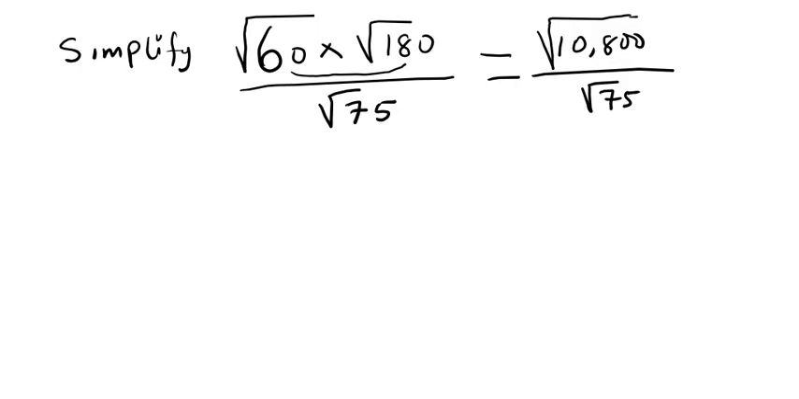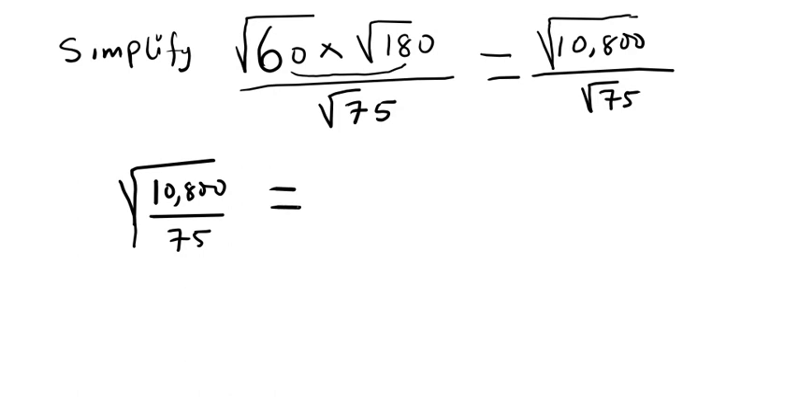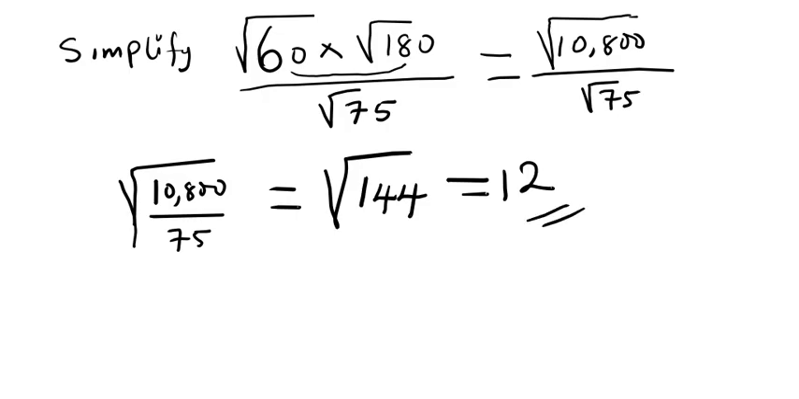So this is the same thing as root of 10,800 divided by 75. When you divide 10,800 by 75, you are going to have 144. So we have square root of 144. And 144 is a perfect square. Square root of 144 will give us 12. 12 is our final answer.